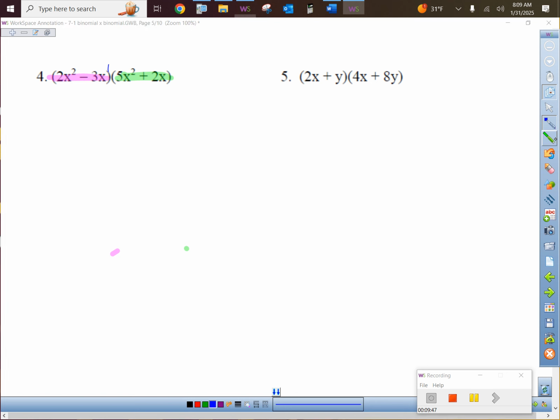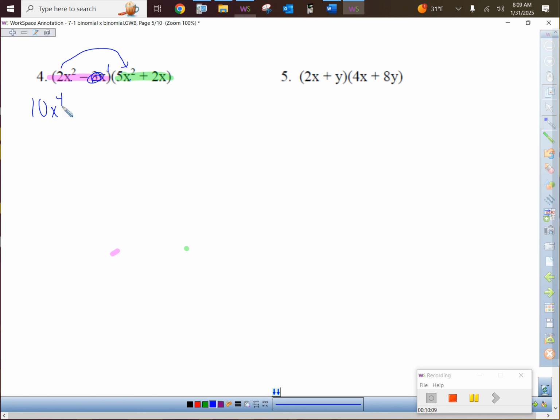We're going to just do what we've been doing. We're going to distribute. Pretend that that guy isn't right there, and let's distribute. What is a 2x squared times a 5x squared? We will just do it one thing at a time. Number times number. What's 2 times 5? 10. And then x squared times x squared. Don't we add those exponents together? That would be x to the 4th.